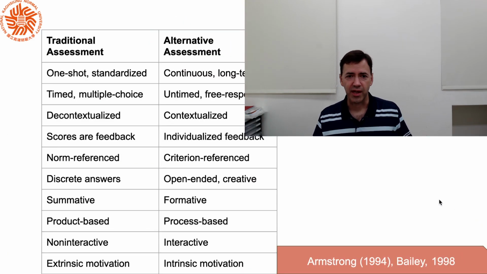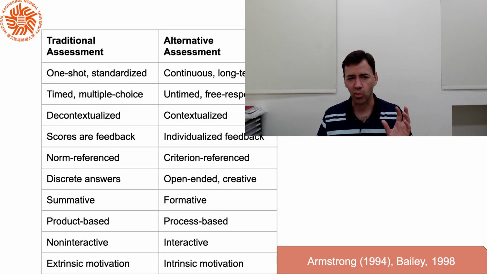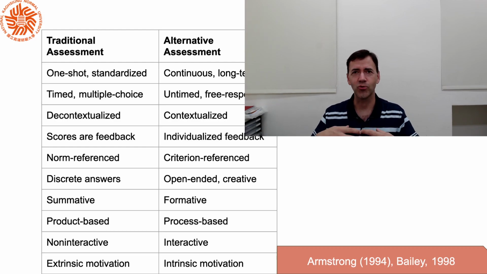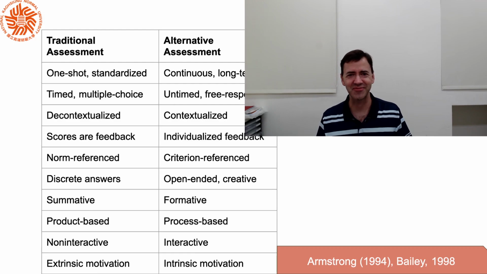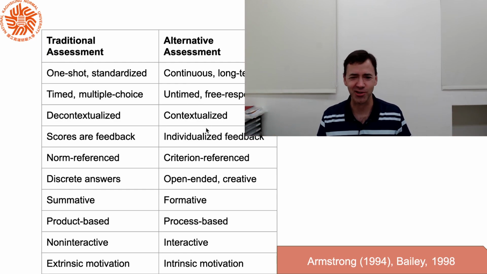Okay, now in the book, they compare what we call a traditional assessment with an alternative assessment. I'm not going to go through all these. You can look at it on your own. What I wanted to talk about is you have to be careful with stuff like this, because in the textbook, and the textbook talks about this too, they say that obviously when you look at this, they're really painting alternative assessment in a beautiful light. And they're saying, oh, traditional assessments are so bad. I mean, look at this. It's one shot, standardized, continuous, long-term, timed, multiple choice, untimed, free response, and so on and so on.